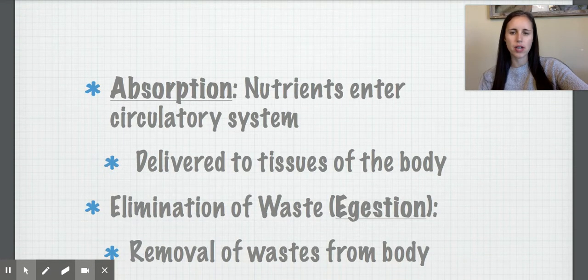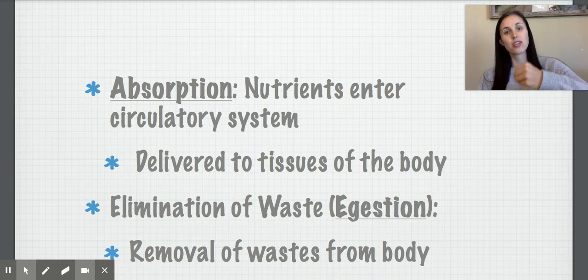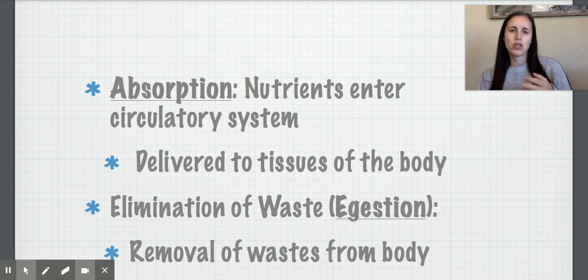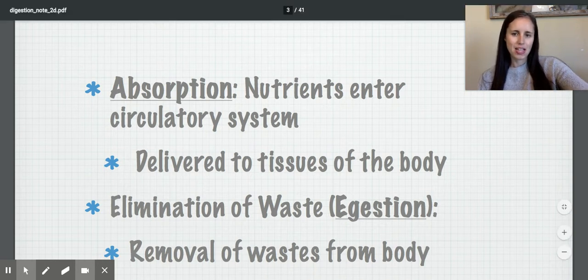Two more terms that I'm going to talk about is going to be the idea of absorption. This is that nutrients enter your circulatory system. So I'm going to mention this again later in the video, but one of the most confusing things for students is when food actually enters your mouth, it's not yet inside of your body. It's in your digestive system, but you still need to get it into your body to get the nutrients. You still need to get it into your blood system. So absorption is the nutrients traveling from your digestive system into your body, into your blood. Then they can be delivered to the tissues of the body as they're needed.